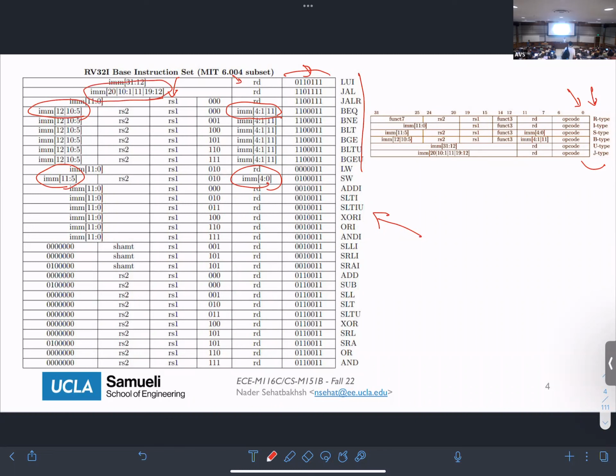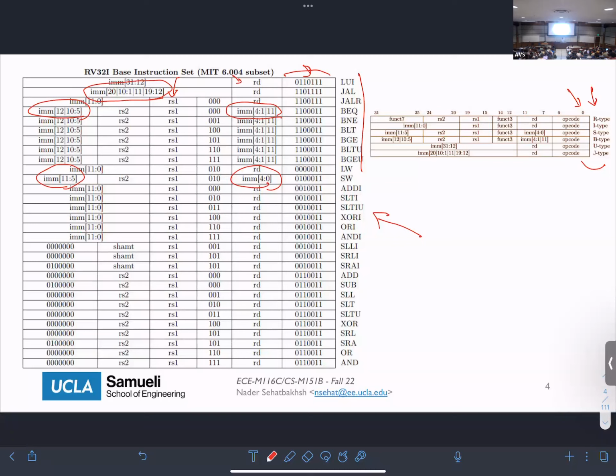There are 2 reasons we are doing this. One is to make sure that all the other instructions follow the same format, and the second is to make sure that, for example, the sign bit is at the right place for all the different instructions. So these are the reasons that we do these kinds of things. Okay.